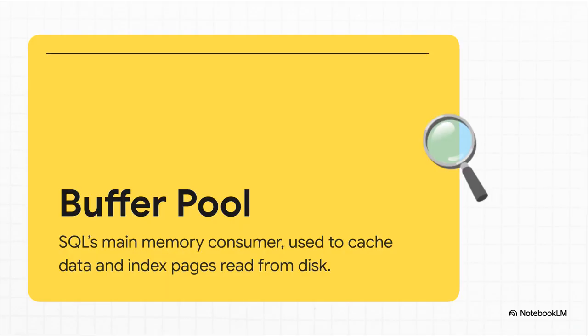You know, the easiest way to think about the buffer pool is to picture it as SQL Server's own personal, super fast library. Anytime it has to make that slow trip to the disk to read a page of data, it brings back a copy and puts it on a shelf in this library. Why? So the next time a query needs that same page, bam, it can just grab it from the cache in nanoseconds. No more slow trips to the disk.